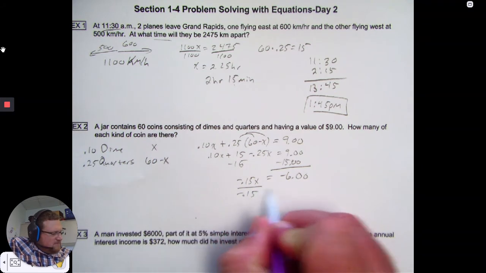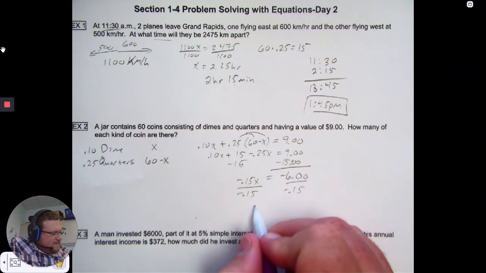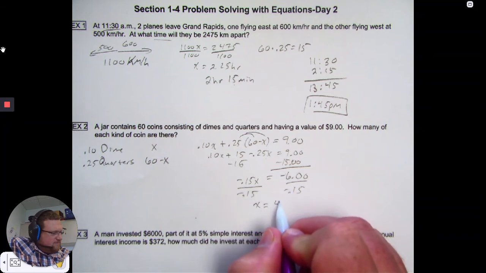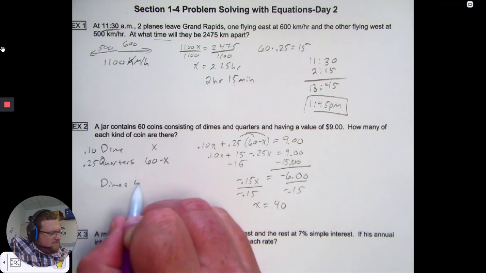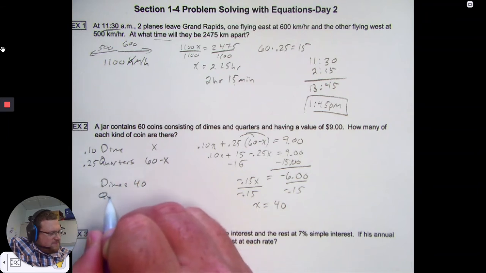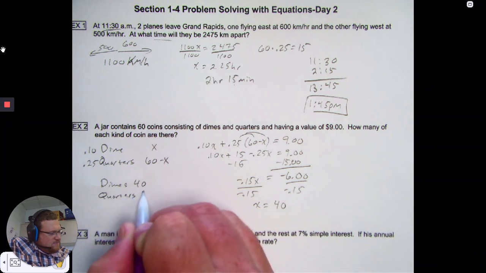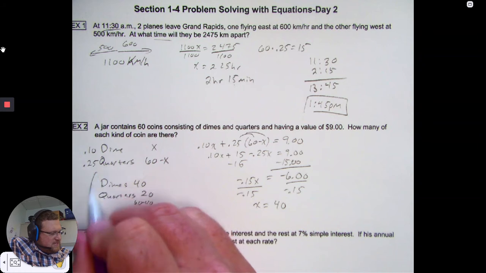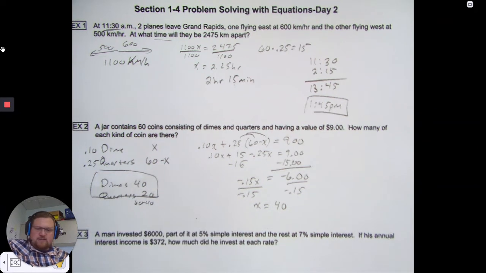So we can divide both sides by a negative 0.15, and then that gives us that x equals 40. So for our dimes, we have 40, and our quarters, we have 20, and that's because 60 minus 40 gives us 20. So that would be our final answer.